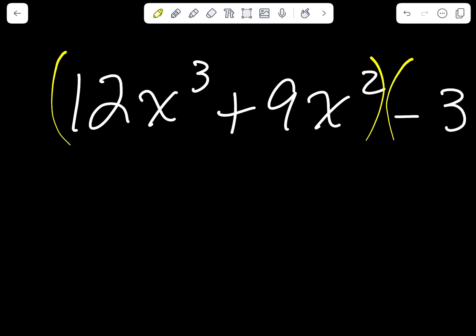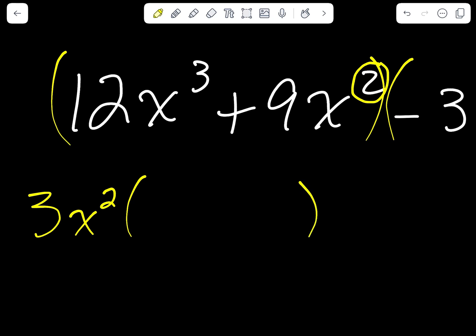We want to focus on the first two terms. Here we want to factor out the greatest common factor. The biggest number that goes into 12 and 9 is 3. And when you're factoring out the greatest common factor with variables, you want to look for the smallest number of variables that we have, or look at the smallest exponent. In this case, it's x squared. That's going to go on the outside of our parentheses here.